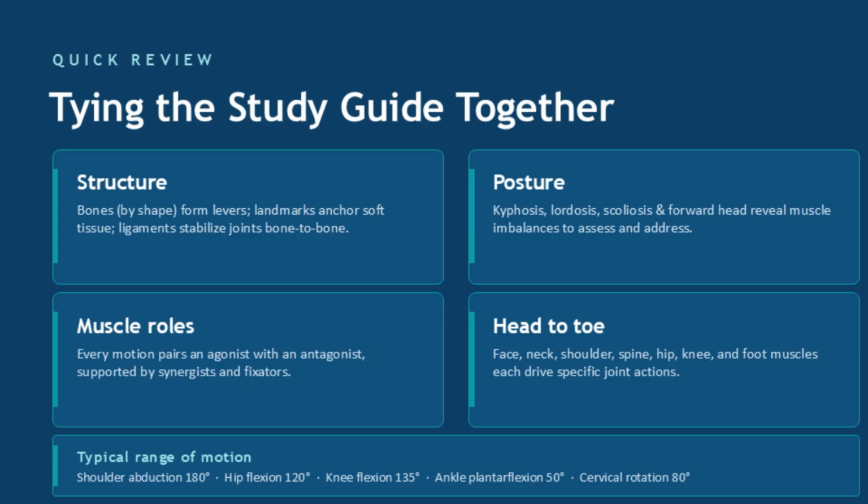Quick review. At this point, you have explored the major structures and movement systems of the body from head to toe. You have reviewed the skeletal system, important bone landmarks, ligaments, posture, muscle mechanics, joints, and major muscle groups. Remember that anatomy is not a collection of isolated facts. Every structure exists within a larger system. Bones provide the framework. Joints create movement. Ligaments provide stability. Muscles generate force. The nervous system coordinates it all.